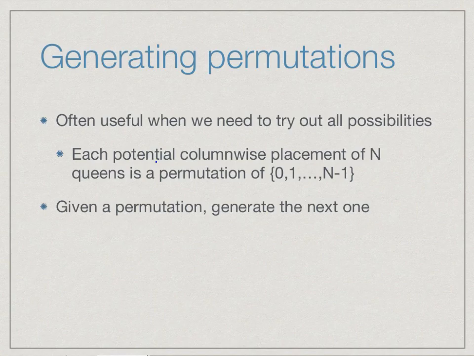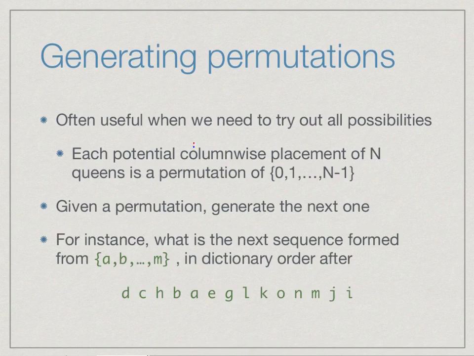So this gives rise to the following question. If we have a permutation of 0 to n minus 1, how do we generate the next permutation? This is like thinking of it as the next number, but in an arbitrary number of symbols. Suppose, for instance, we have the letters A to M. These are the first 13 letters of the alphabet, and we treat the dictionary order of words as the ordering on the numbers. So we think of them as digits. If we want, you can think of it as base 13.